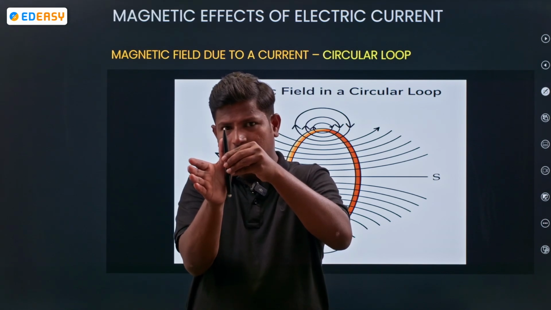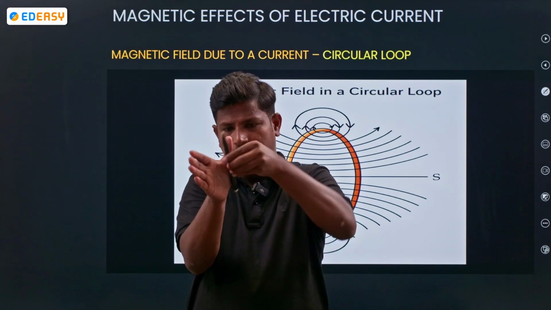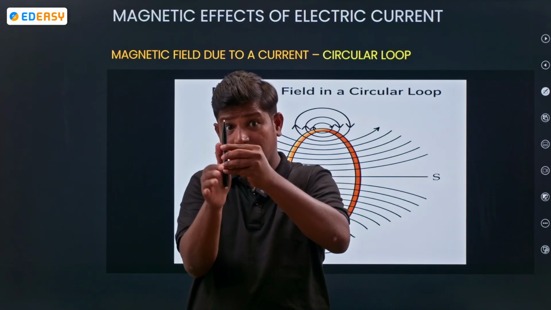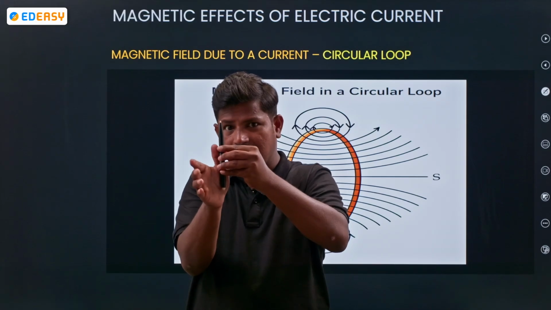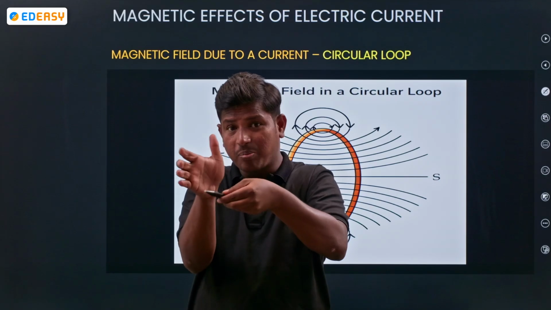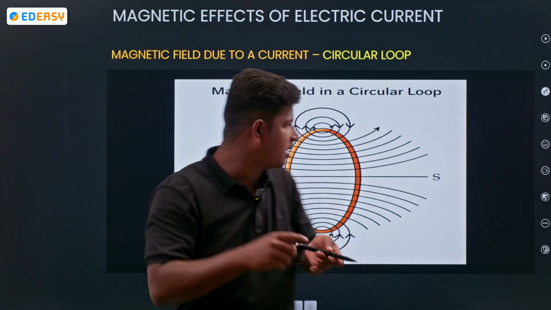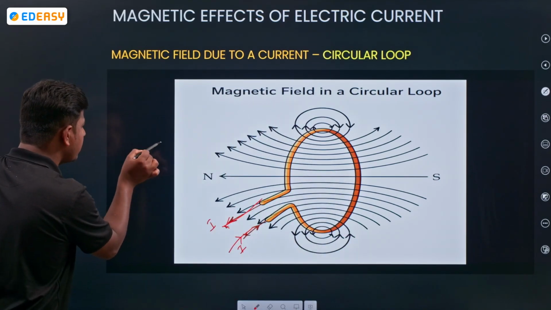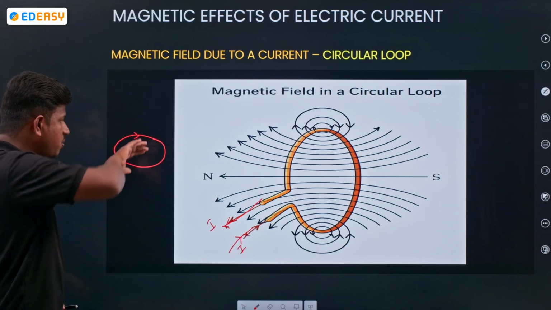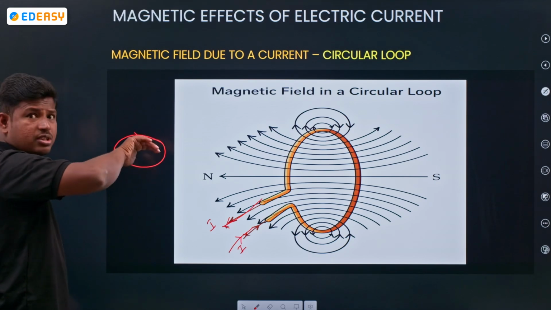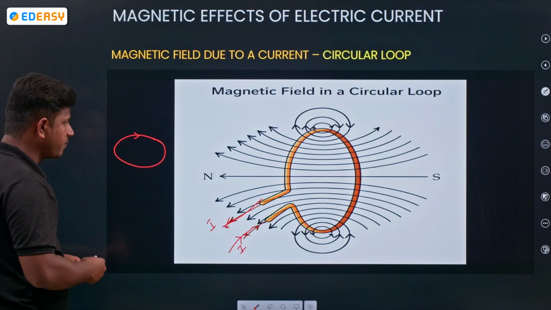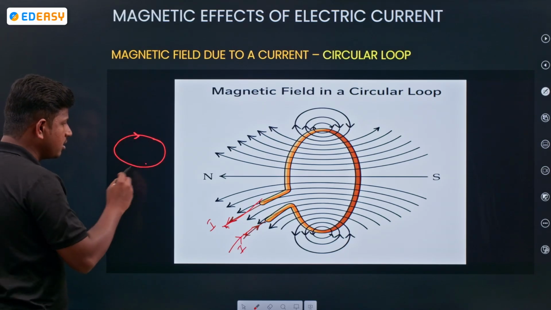For example, this conductor turns into a circle. Conductor is straight, magnetic field is circle. If the conductor is a circle, the magnetic field is perpendicular, right? If I am taking a circle like this and current is passing, the curled fingers represent the current. Current is passing like this.